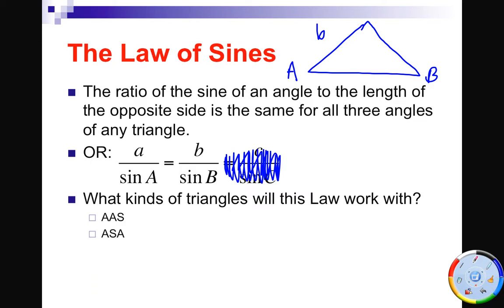Also, if you're given angle, side, angle, so if you're given 2 angles and any side, you can use the law of sines. So I'm going to mention that here. This is 2 angles and any side.